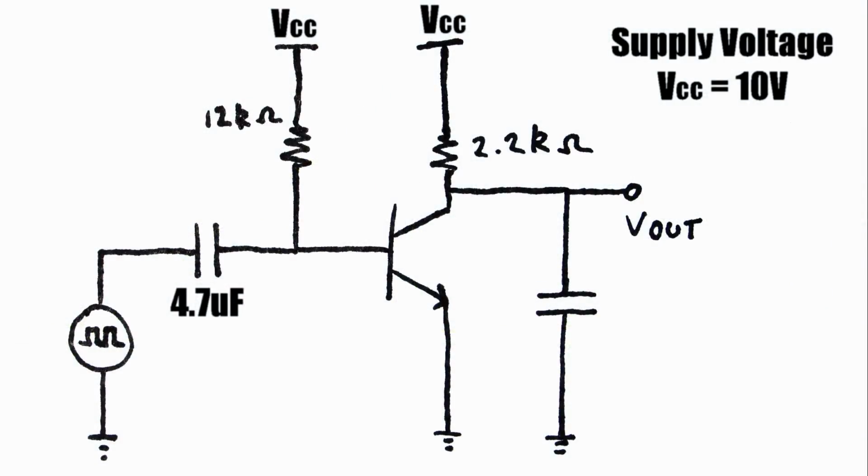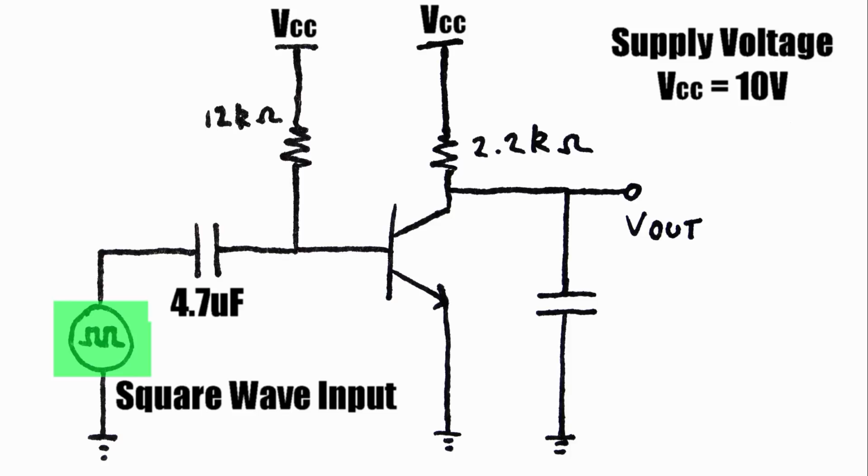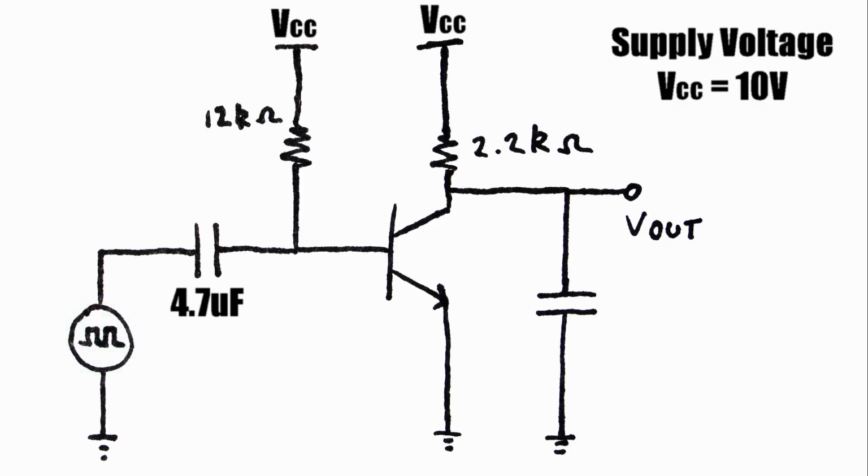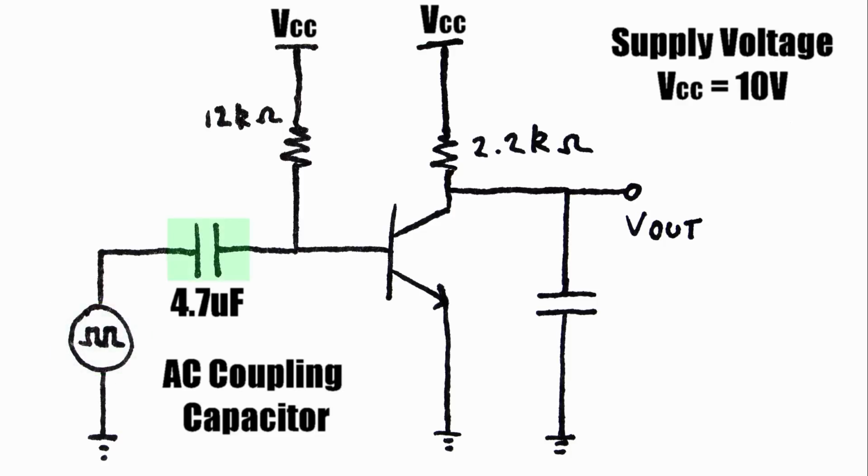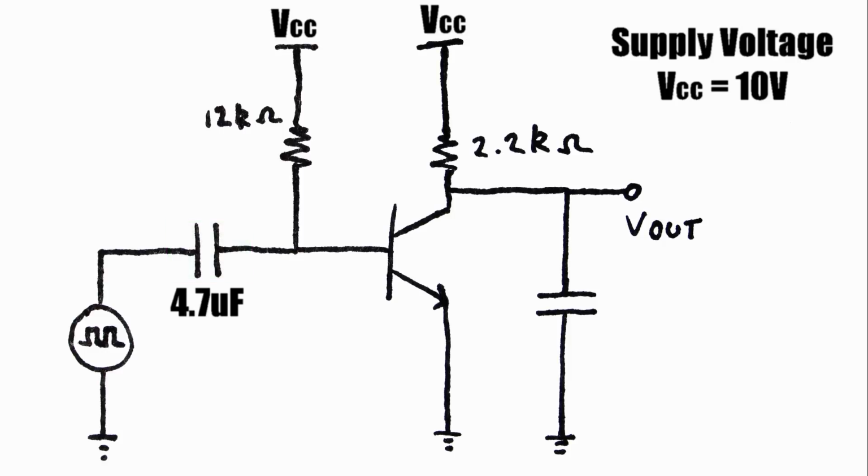Let's take a look at the circuit. To create this sawtooth wave, we're going to use a square wave for the input. You can use a function generator or a 555 timer, a Schmitt trigger, something that can generate a positive and negative square wave input. We then have a coupling capacitor to couple the AC input wave into the base of the transistor. Next is a biasing resistor.